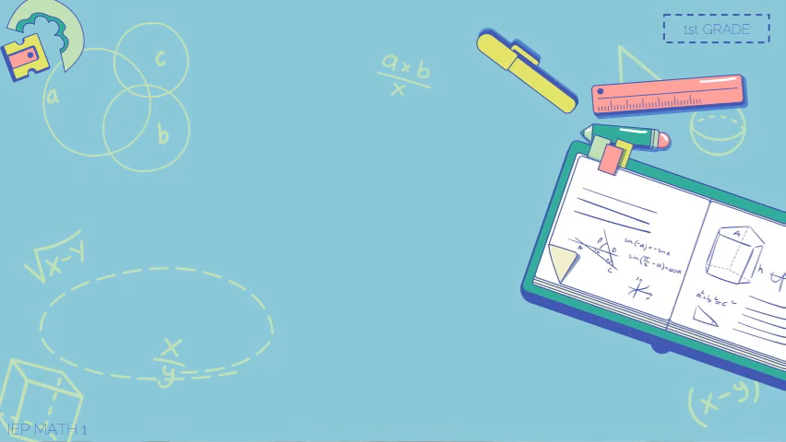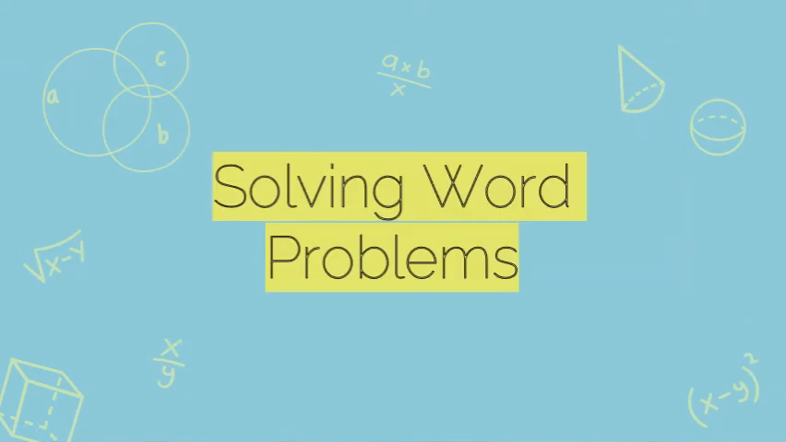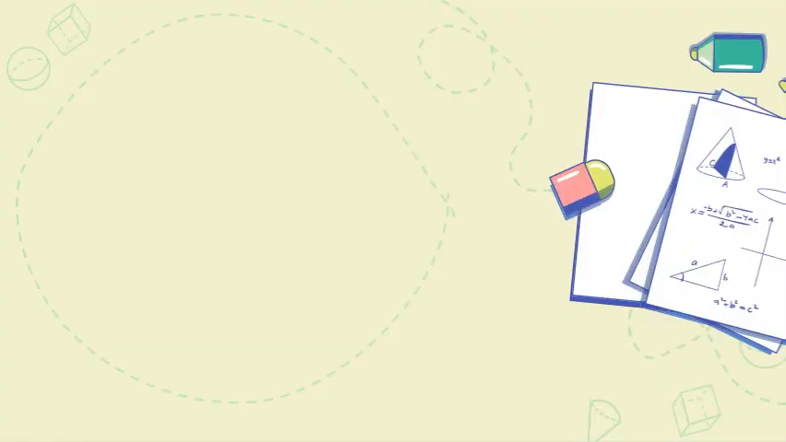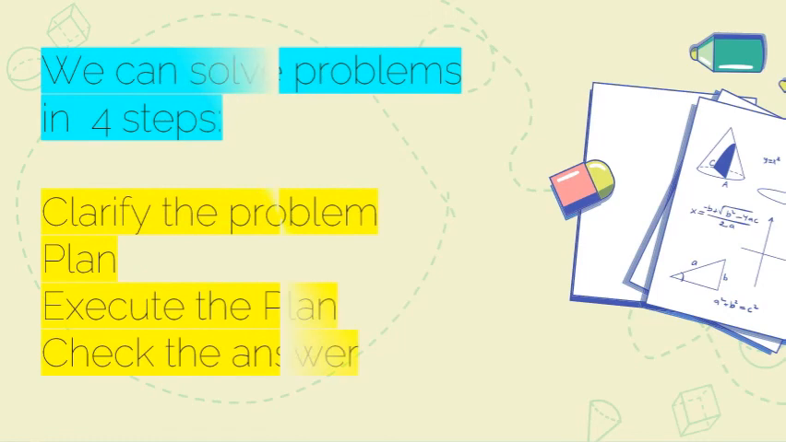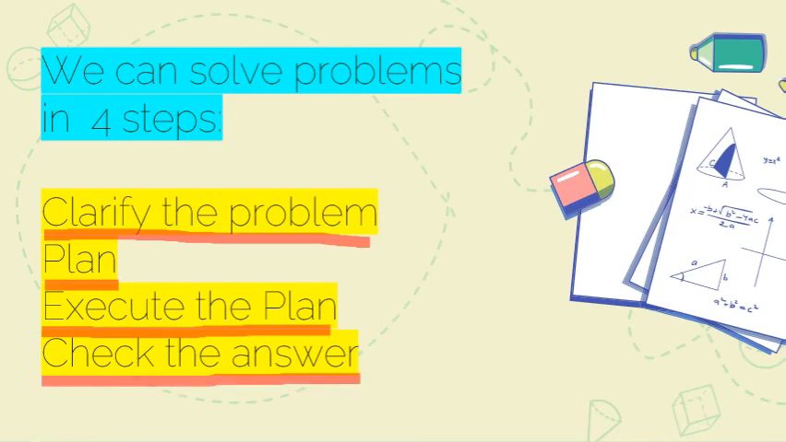Unit 2, Addition and Subtraction: Solving Word Problems and Formulating Word Problems. First, let's talk about solving word problems. We can solve word problems in 4 easy steps. First is clarify the problem. Second, plan. Third, execute the plan. And lastly, check the answer. Only 4 steps.